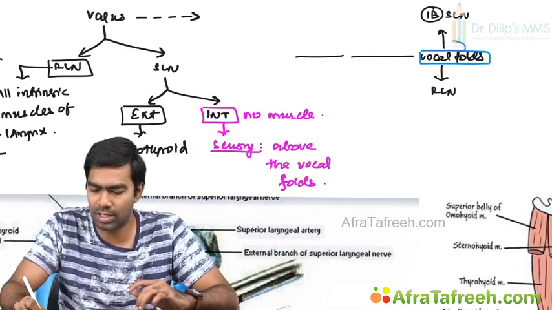Vocal folds itself gets from both these nerves, which means vocal folds by itself will be supplied by both the internal branch of the superior laryngeal nerve and, at the same time, by the recurrent laryngeal nerves as well. So they have this dual sensory supply. But remember, all the intrinsic muscles of the larynx are actually supplied by the recurrent laryngeal nerve, and the only muscle that is supplied by the external branch of the superior laryngeal nerve is the cricothyroid muscle.